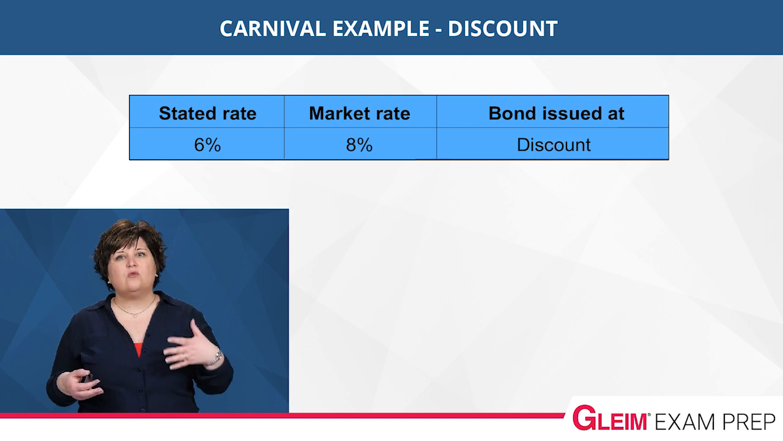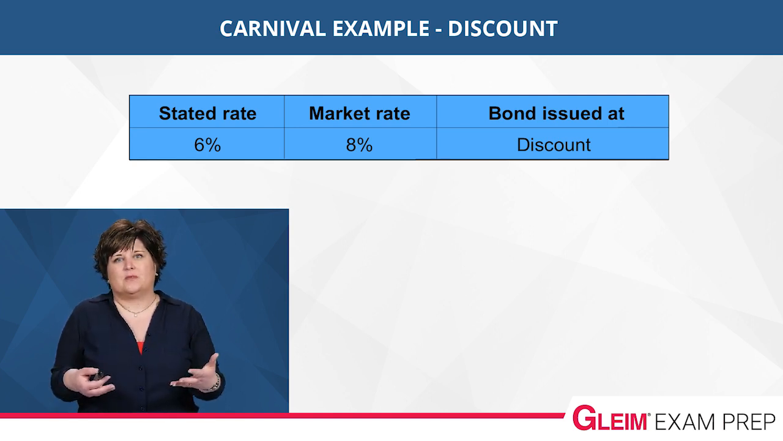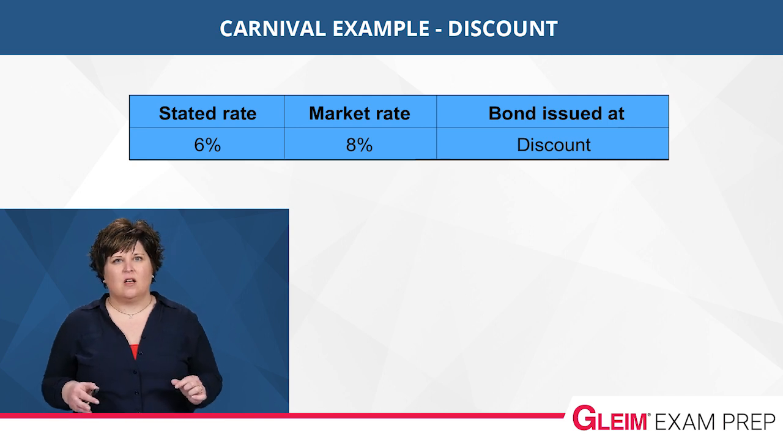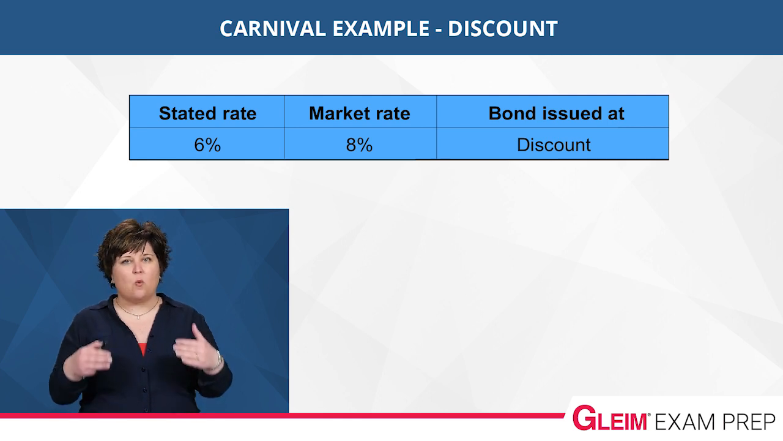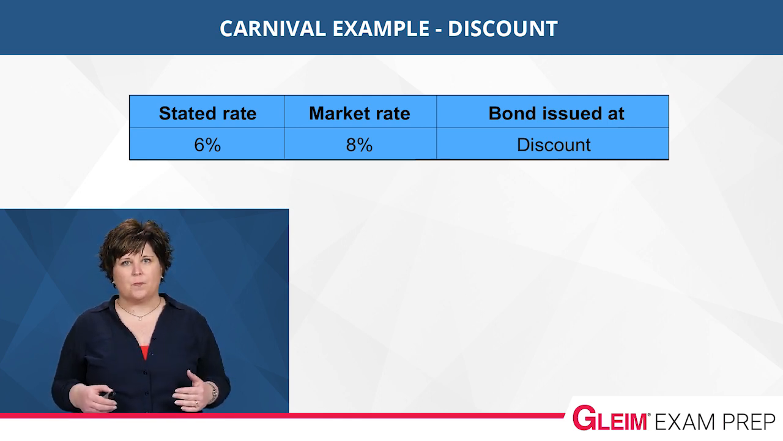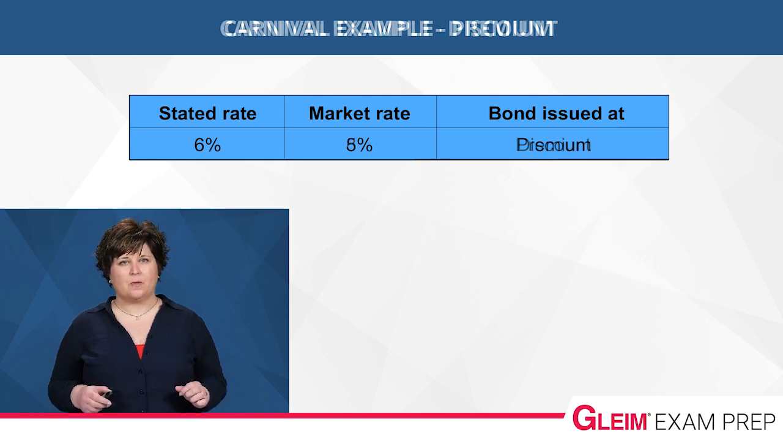So, how do you sell or issue something that isn't attractive? You discount it. Our bond will be issued at a discount, meaning it's issued for less than the $1,000 face value. The stated rate of 6% is less than the market rate of 8%. So the bond will be issued at a discount. The proceeds will be less than the face value.